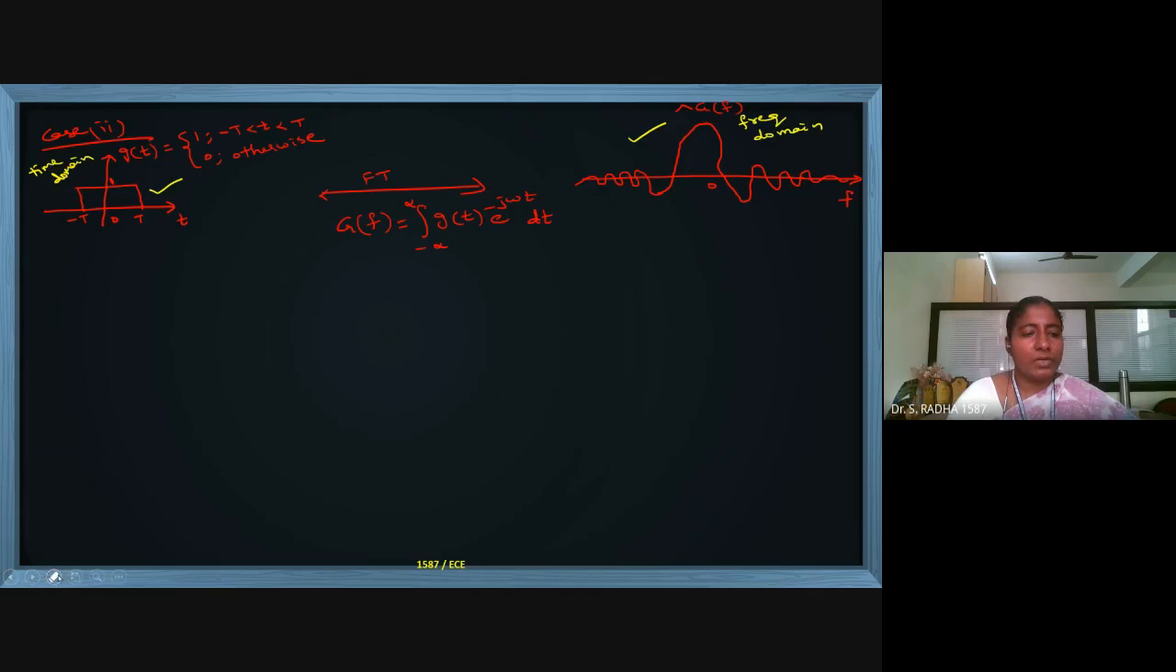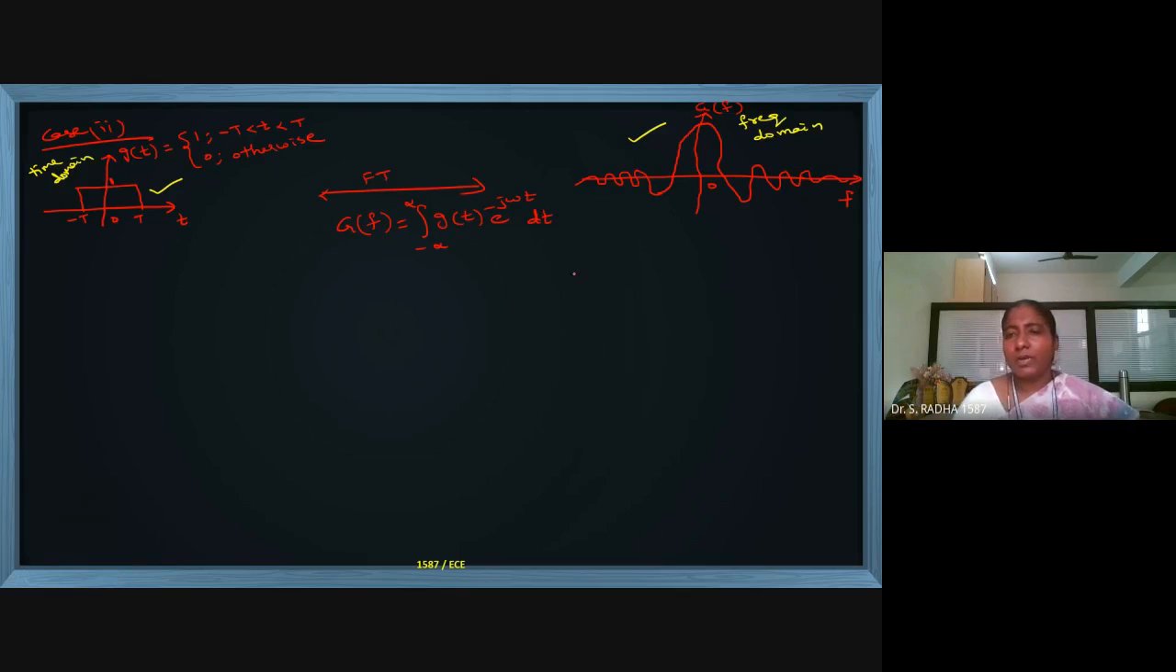Just 1 minute, I will draw it. Okay, here I have, this is the y-axis. Now main lobe means the center one. Side lobe means the decreasing sinusoidal on either side.